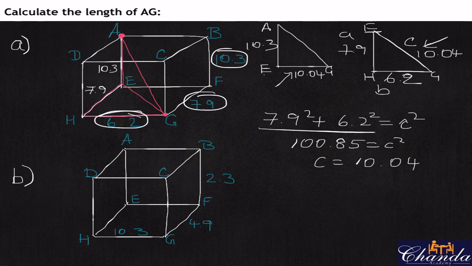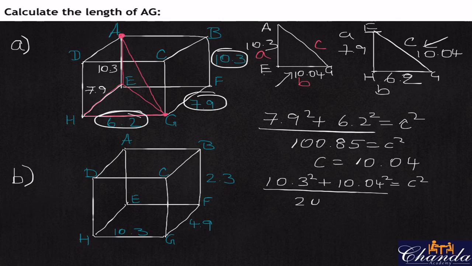So the next bit of calculations we need to do is the Pythagoras Theorem for this particular triangle now. So we have 10.3 squared plus 10.04 squared is equal to C squared. 10.3 squared plus 10.04 squared gives us 206.9, which is equal to C squared. So C is the square root of 206.9, which gives us 14.4, which is the same thing as AG. So AG is equal to 14.4.